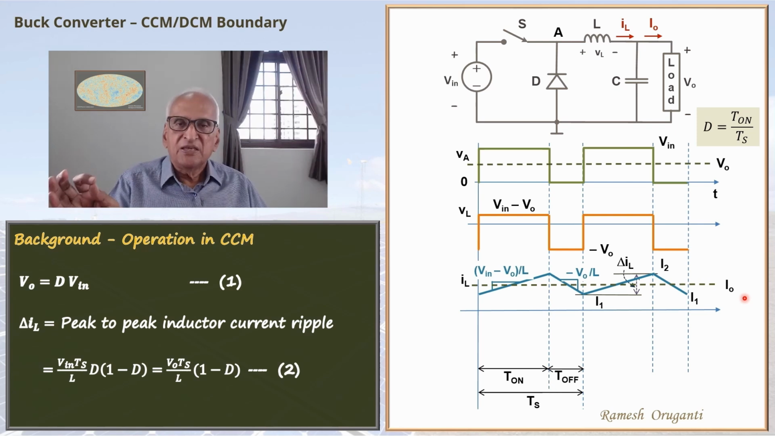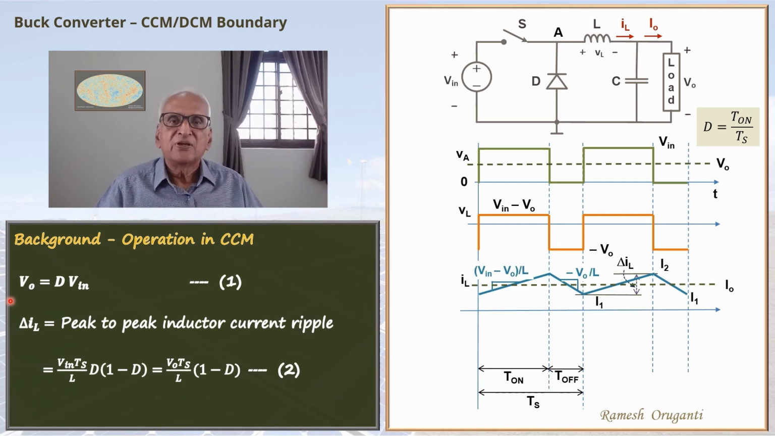Notice that the average of the VA voltage, the output voltage, equals D V in, duty cycle times the DC input voltage. In this expression, there is no place for load current. So the output voltage V naught does not depend on the load current. Ideally, it does not depend on the load current. Practically, it will depend on it a little bit.